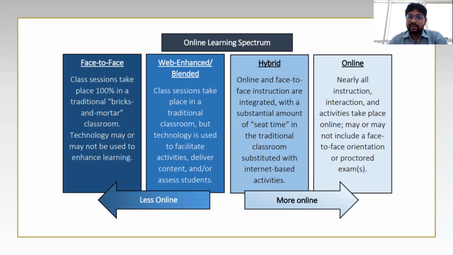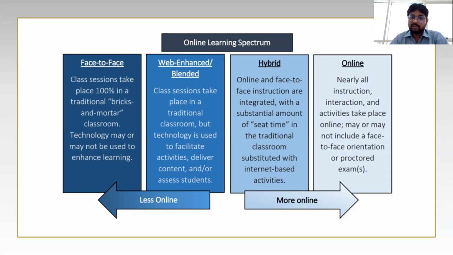So this is the online learning spectrum. In this spectrum, you can see there is a less online portion and a more online option. In the less online portion, you have face to face. The class session takes place 100% in a traditional bricks and mortar classroom, where technology may or may not be used to enhance learning. And web enhanced is called blended, where I earlier explained the difference between blended and hybrid. It is almost the same, only the ratio differs.